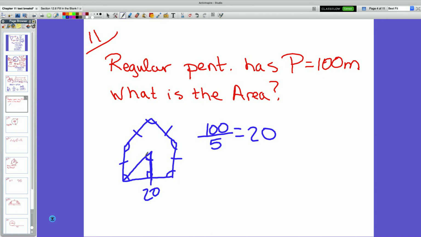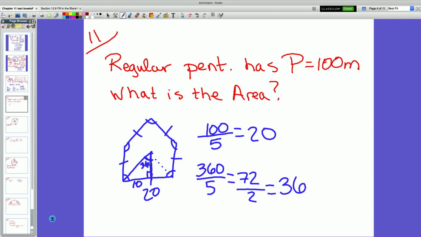And so I need to know this angle. And I know that I split this side in half, so that's 10. To find that angle, I'm going to take 360 divided by 5, which gives me 72. But then I need to divide that by 2 because that's for this whole big pie slice, which gives me 36. So this angle up top here is 36 degrees.